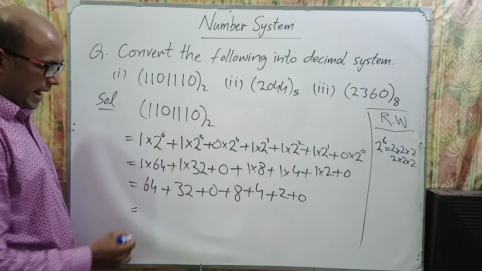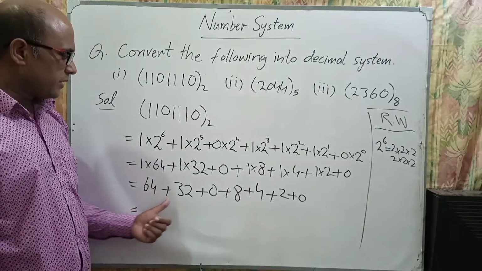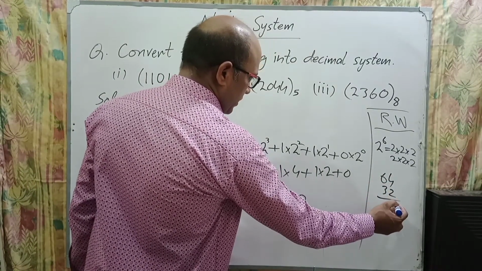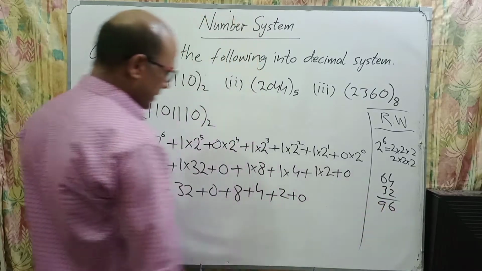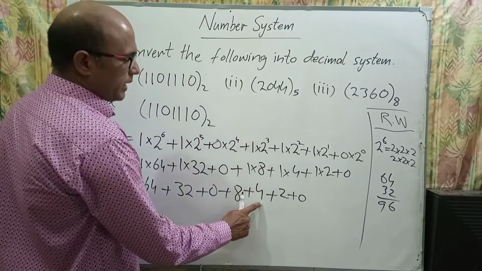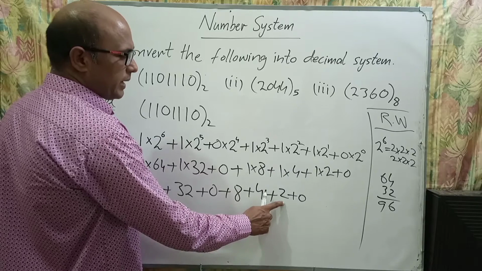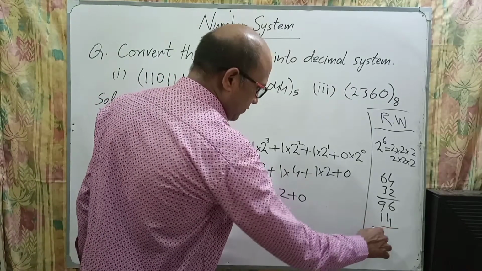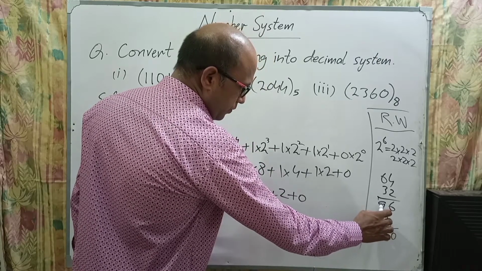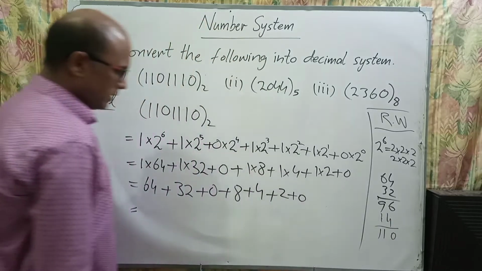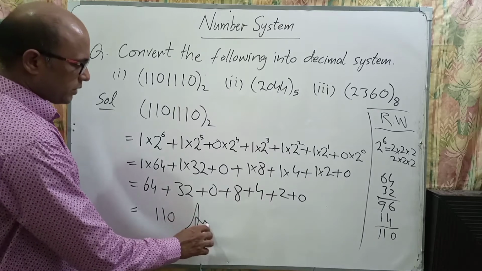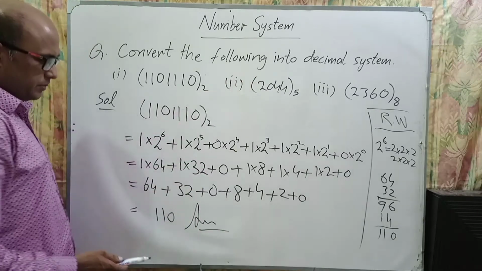Now at the end we'll add them all. Students, 64 plus 32, let's add them. 64 plus 32 is 96. 96 plus 8, then 8 plus 4 is 12, 12 plus 2 is 14. Adding 14 to 96 will get 110. So we'll get 110. It is converted into decimal system.